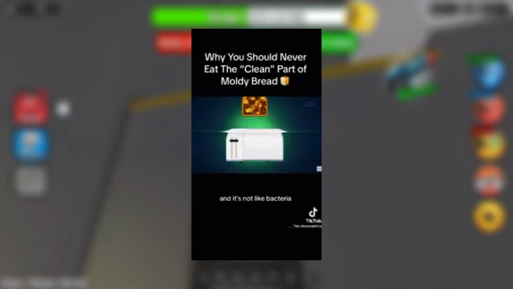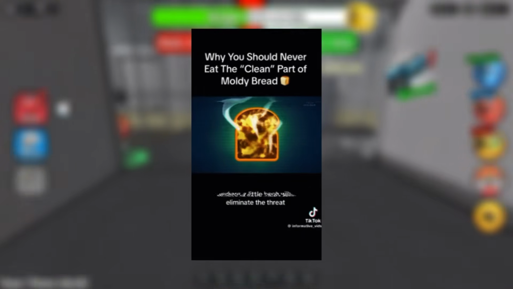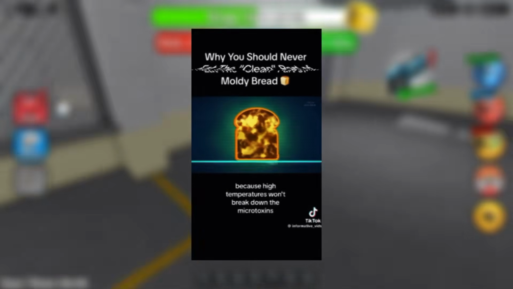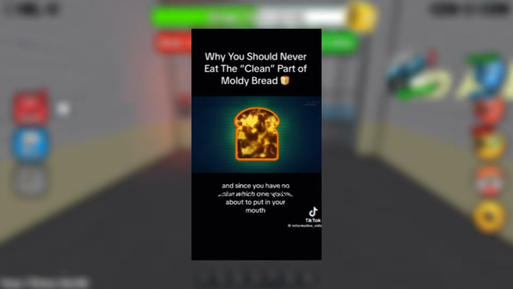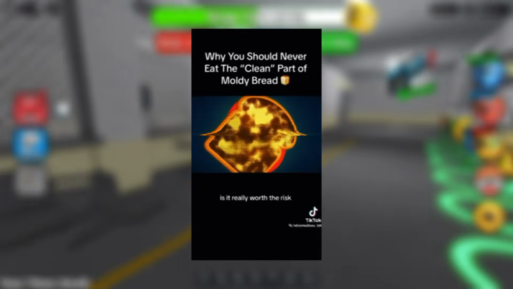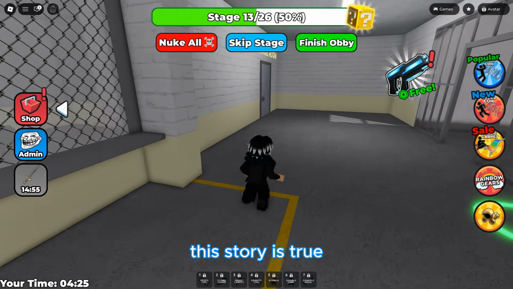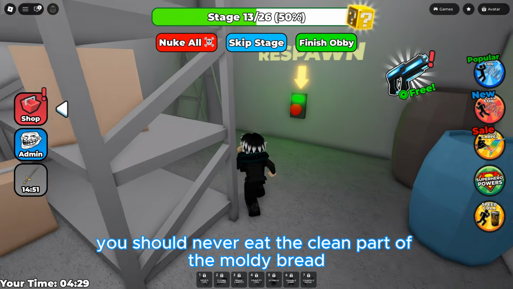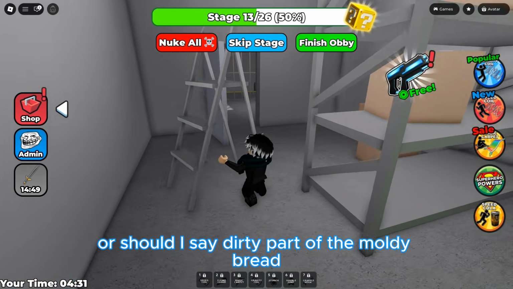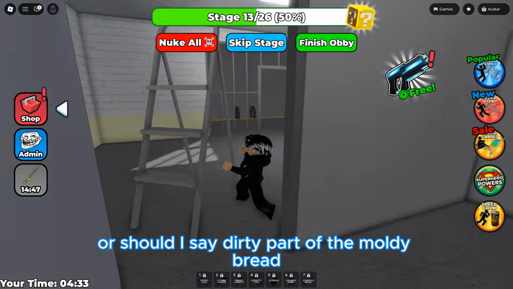And it's not like bacteria, where a little heat will eliminate the threat, because high temperatures won't break down the mycotoxins. And since you have no clue which one you're about to put in your mouth, ask yourself, is it really worth the risk? This story is true. You should never eat the clean part of the moldy bread. Or should I say dirty part of the moldy bread?